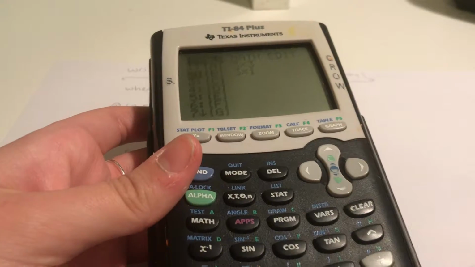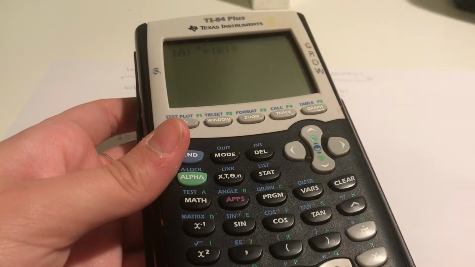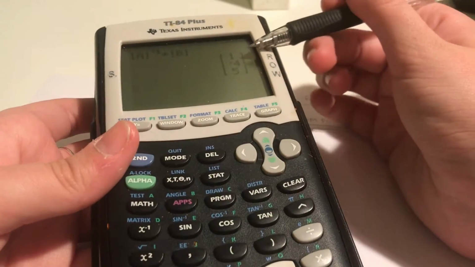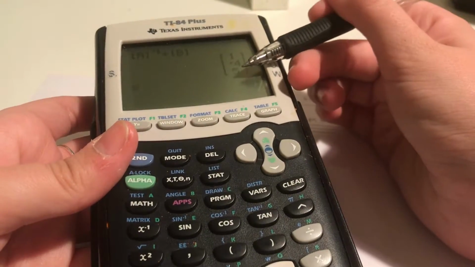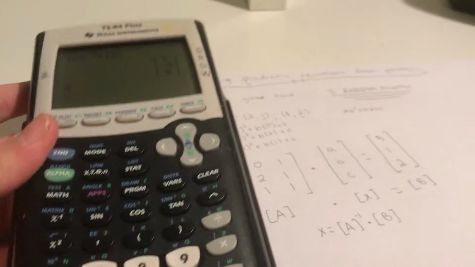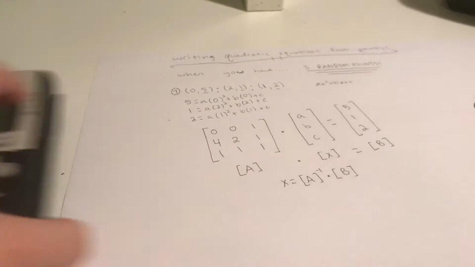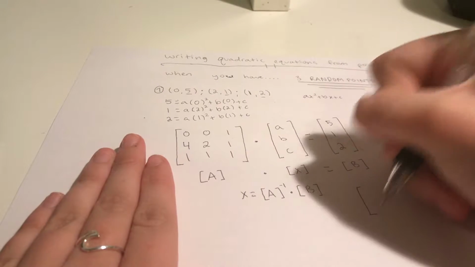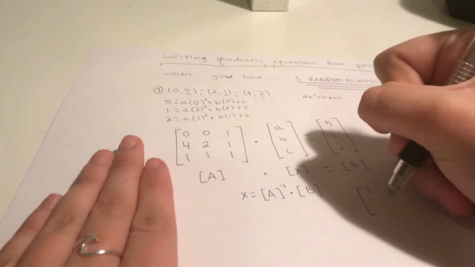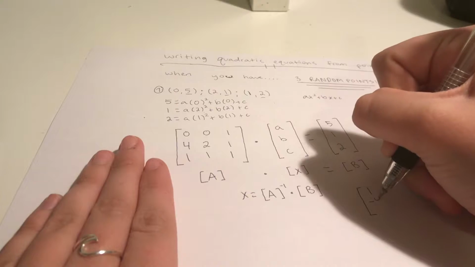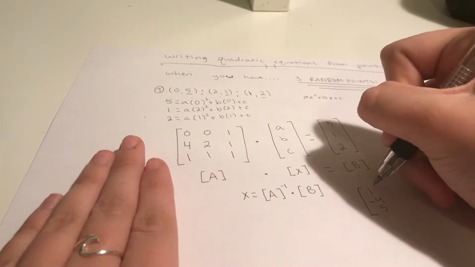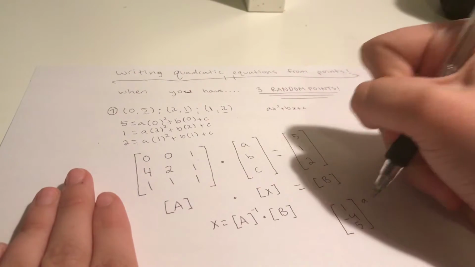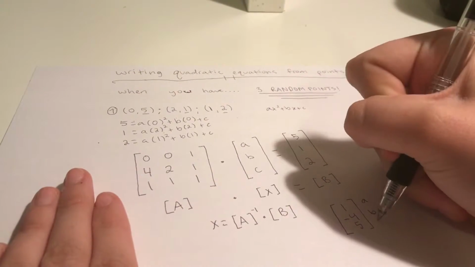Scroll down, click enter of matrix B, and then you click enter again, and you get your A, your B, and your C values. So with this, I like to write it kind of like down here. So my A, B, and C ended up being 1, -4, and 5. And like what we wrote up here, A, B, C, this is A, this is B, and this is C.